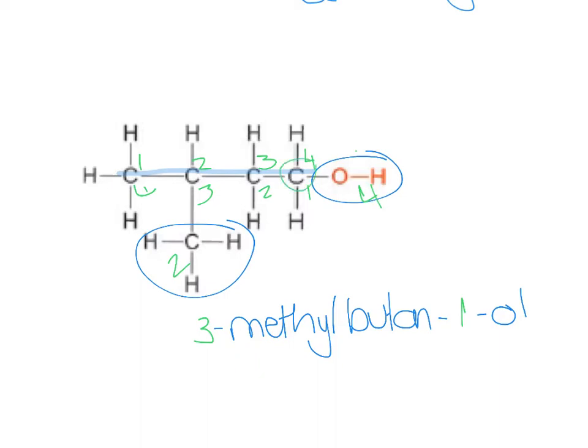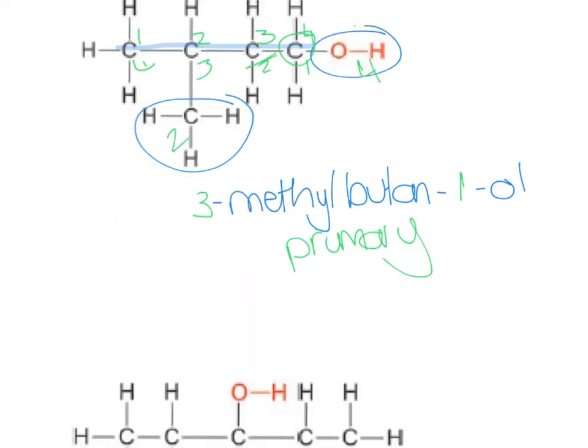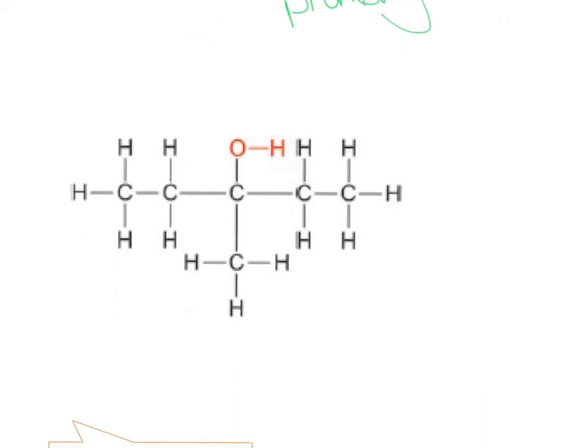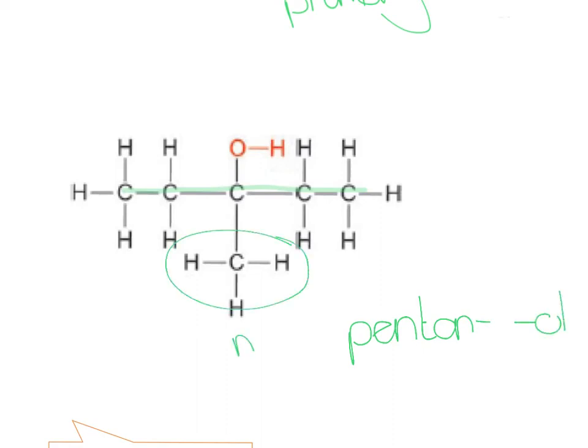Now we look at the carbon that the OH is attached to, and that carbon only has 1 friend, so that makes this a primary alcohol. Our next one, here we go. Once again, we look for the longest chain: 1, 2, 3, 4, 5. Great. 5 in the longest chain, that means we're going to have pentane. We need to know where the OH is, and of course over here we have the methyl group.